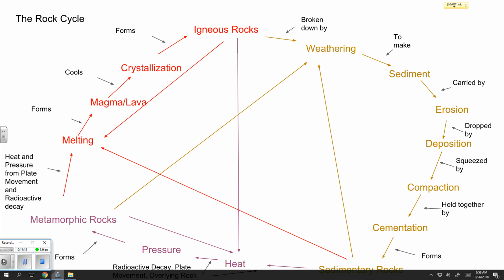So this rock cycle is vitally important, the same as the water cycle and the nitrogen cycle and the phosphorus cycle and all of the different types of cycles we've talked about. So that's where we're at with this.